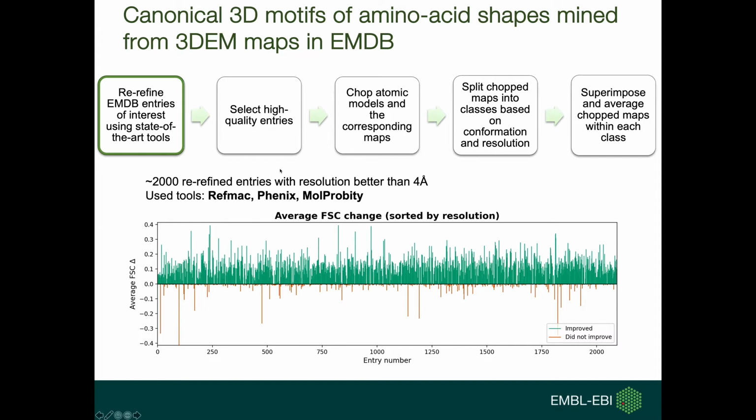and map-motif programs. This plot here shows a map-model Fourier shell correlation change after the refinement for around 2000 entries. If the correlation improved, then it's colored in green. If it got worse, in red. As you can see, most of the models improved.